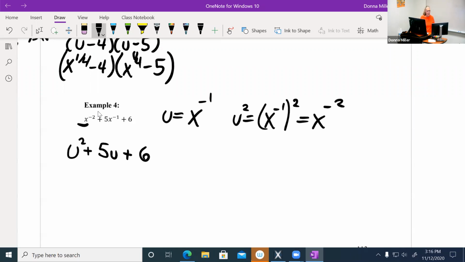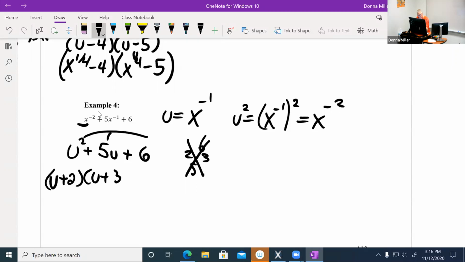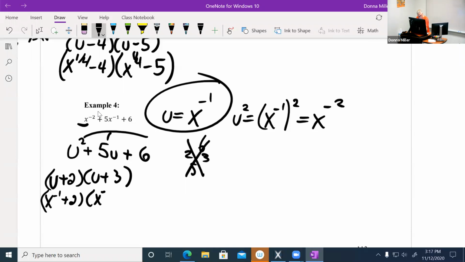And we just factored that like a second ago, right? Factors of 6 that add to 5 are 2 and 3. We just did that. u plus 2, u plus 3, all right? But again, you don't leave it in terms of u. You got to go back to x. So u is x to the -1. So put them back in. All right, and we are factored.